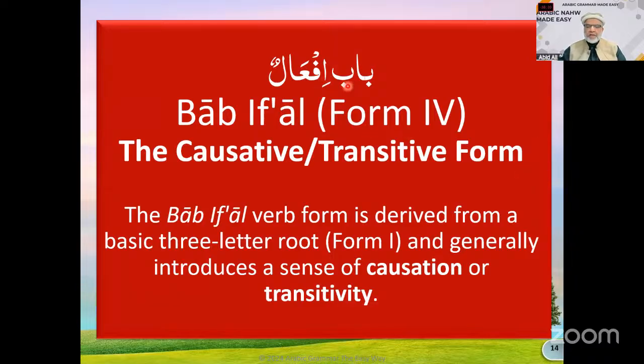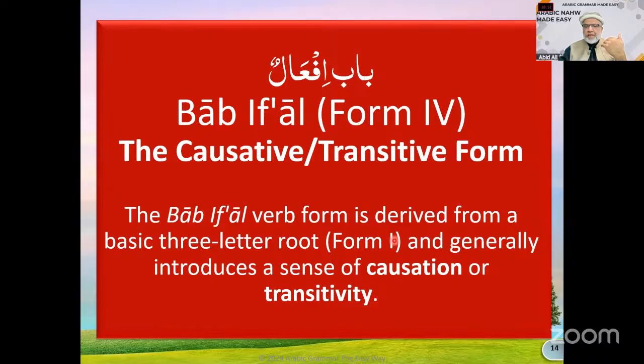Okay, we'll go for another 10 minutes and then we'll take a break, inshallah. So Bab If'āl is form 4. And one of the main characteristics of Bab If'āl is the causative, transitive form. Now, what did we learn transitive? That it is muta'addi. So the Bab If'āl verb form is derived from a basic 3 root letter from form 1. So all these additional forms are coming from form 1.